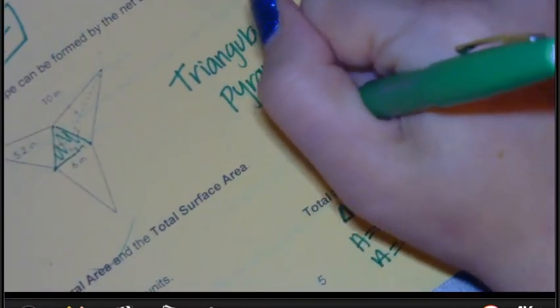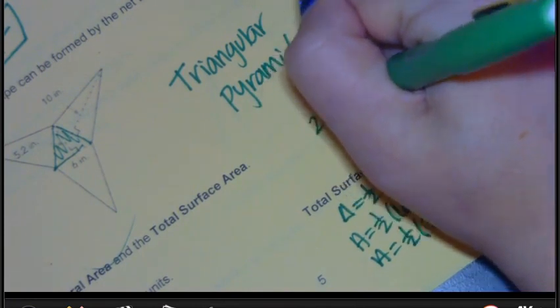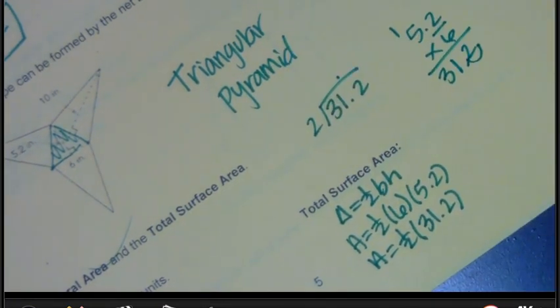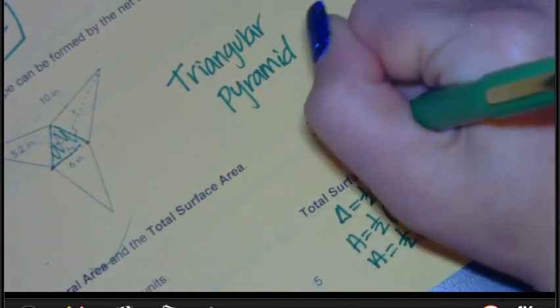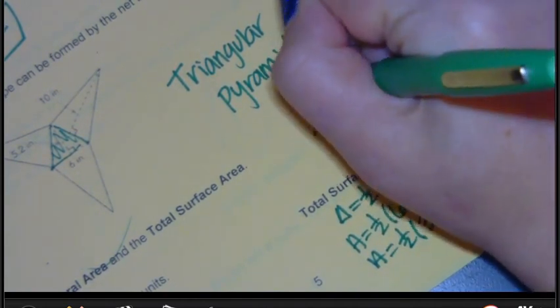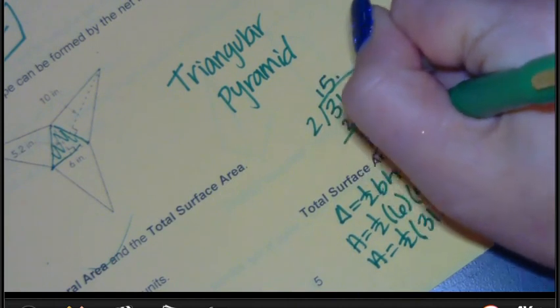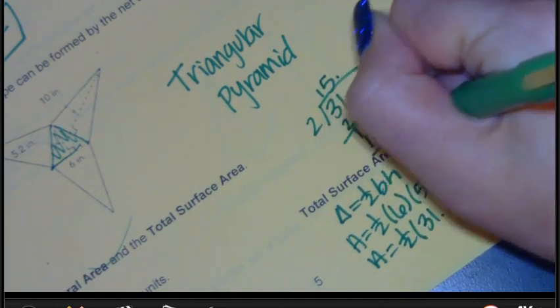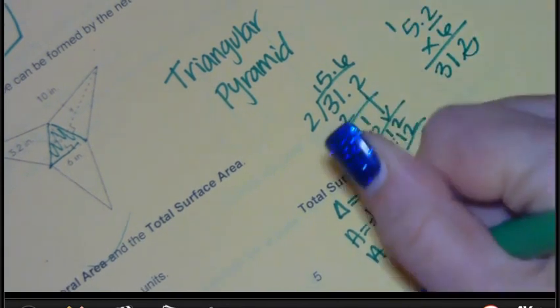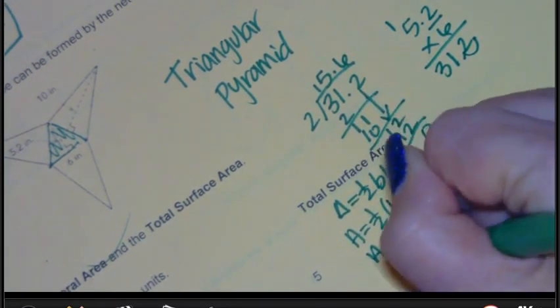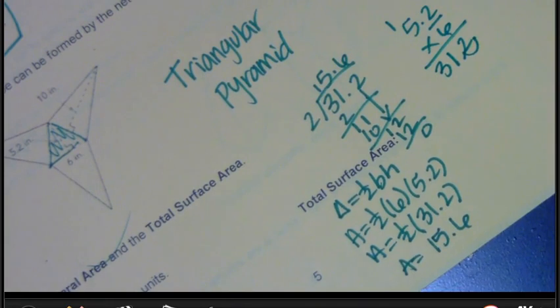Divide this by 2, so I'm going to have 2 on the outside, 31.2 on the inside. Bring the decimal straight up. 2 can go into 3 1 time with 1 left over. 2 can go into 11 5 times with 1 left over. Bring down the 2. 2 can go into 12 6 times with nothing left over. So the area of my base is 15.6.